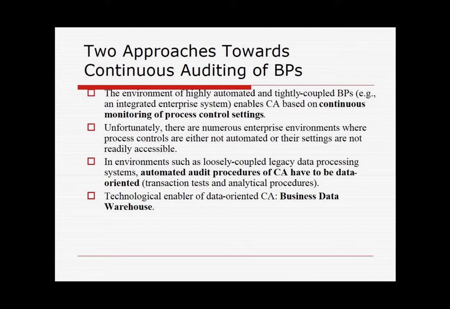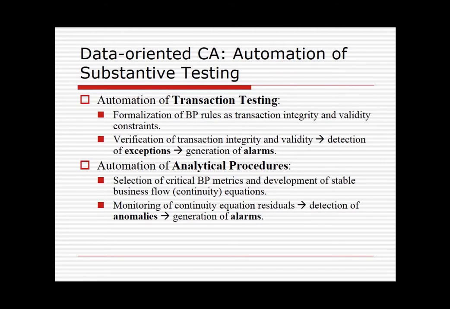Continuous auditing methods can utilize IT capabilities to capture business process data at the source and in disaggregated and unfiltered form. And so this is basically the idea to model in a disaggregated way and come up with some higher level evaluations. Okay, and then you can kind of model business processes two ways. In an environment of highly automated, tightly coupled business processes, CA is based on continuous monitoring of process controls. Unfortunately, there are numerous enterprise environments where process controls are either not automated or their settings are not readily accessible.